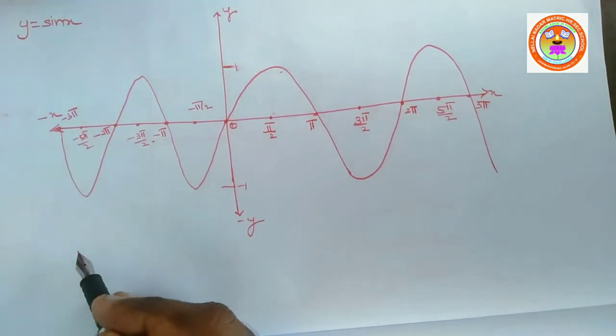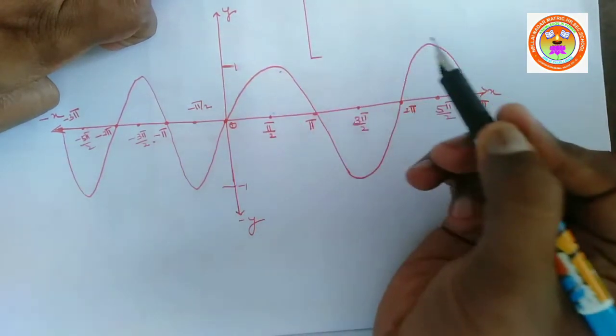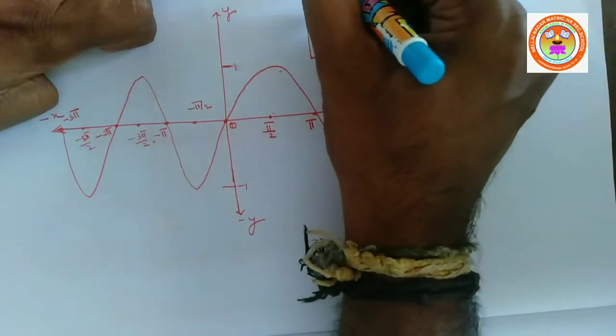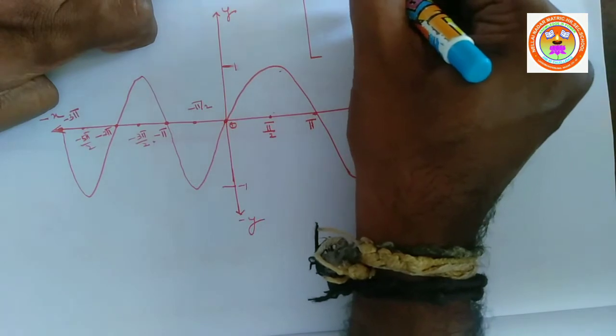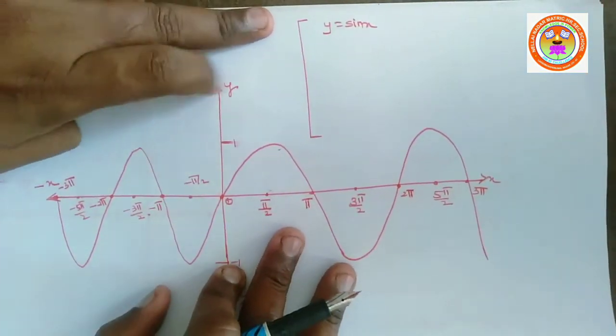For that I am going to take some critical points. I will leave some space and take it. So this is the curve y is equal to sin x.